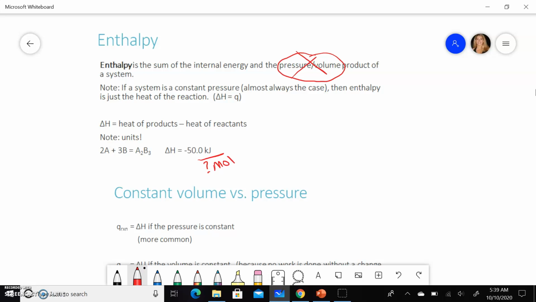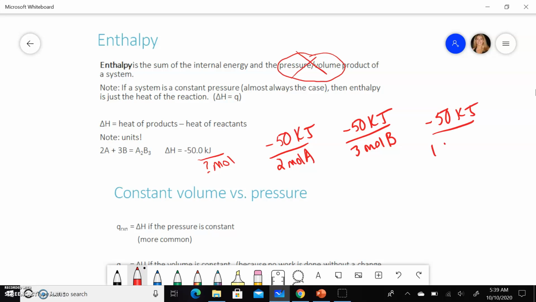It's actually a ratio. So what that means is you would have negative 50 kilojoules per, I'm dropping off some of my sig figs just to save time, per 2 moles of A. Or you would have negative 50 kilojoules per 3 moles of B, I'm getting those numbers from the reaction, or negative 50 kilojoules per 1 mole of A2B3. So what you have to do, a lot of times they'll say, if you're going to burn 3 grams of A, how much heat is going to be released?